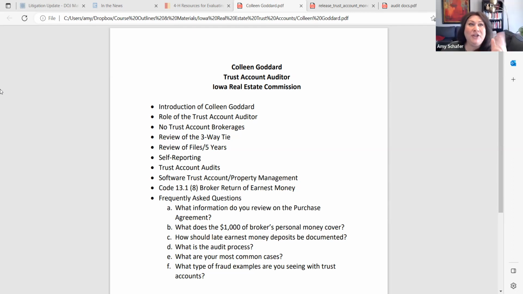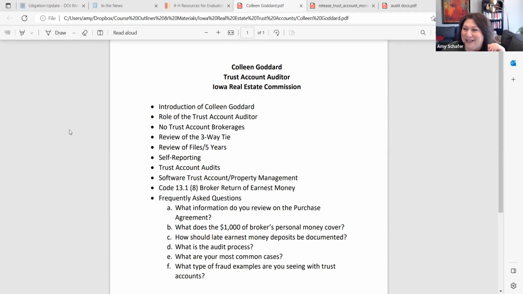And I've actually been impressed, Colleen, the last year or so. I've had several brokers have their trust account person, who's not licensed, actually in the pre-broker trust account class, just to hear all of these things. Love that. And I think that's a great learning experience, even though they're not working towards their broker's license, because they haven't gone through the licensing things that we have. So that's great. Okay, now review of files.